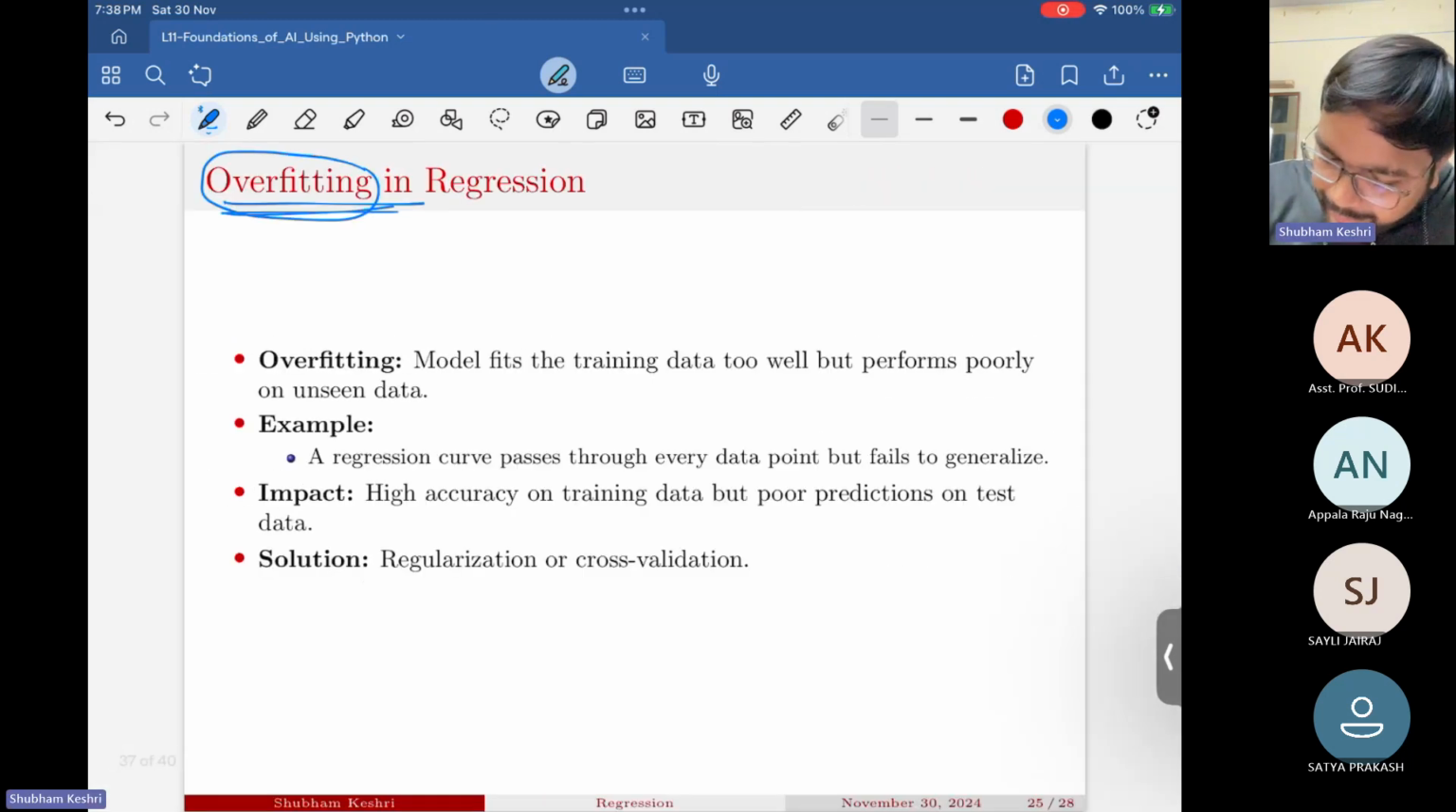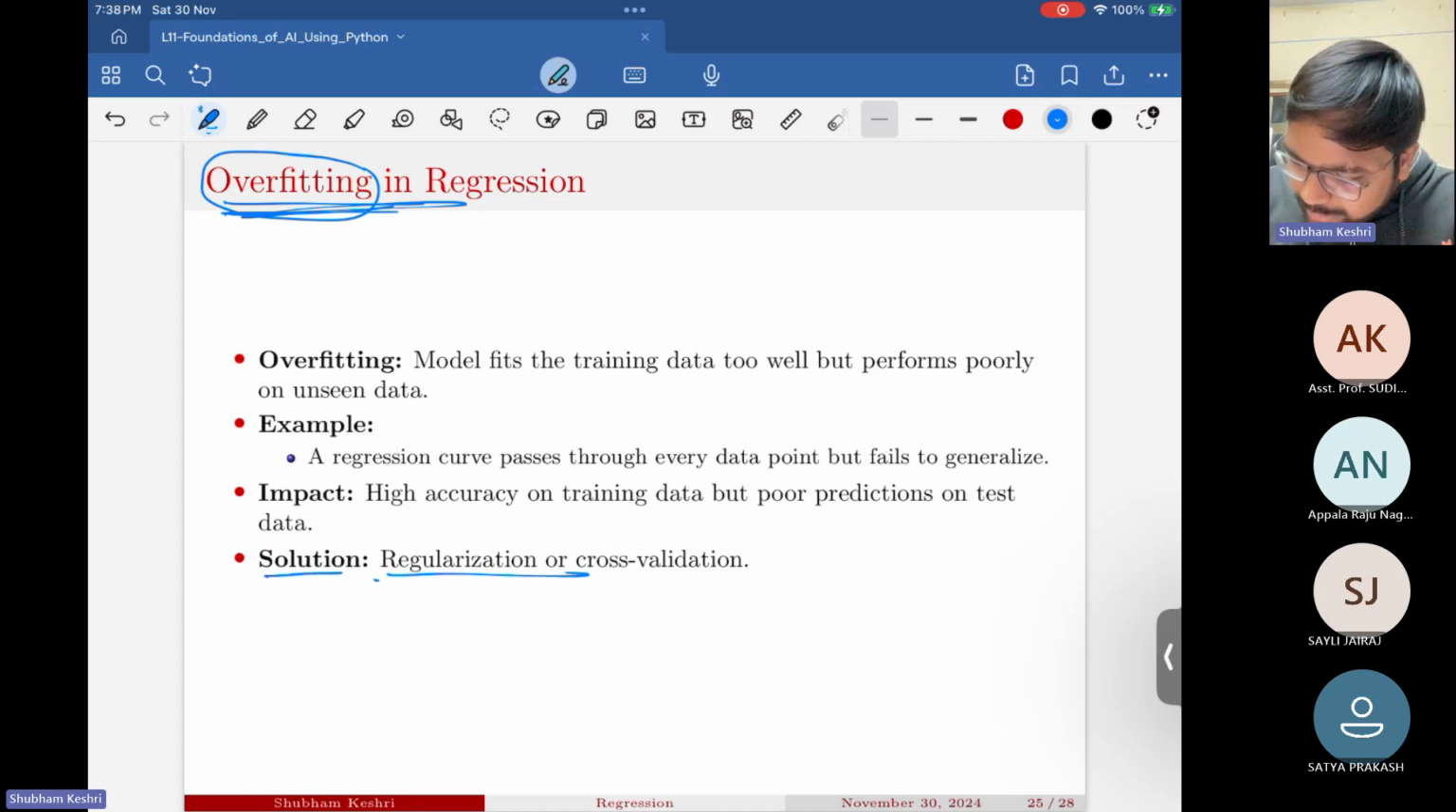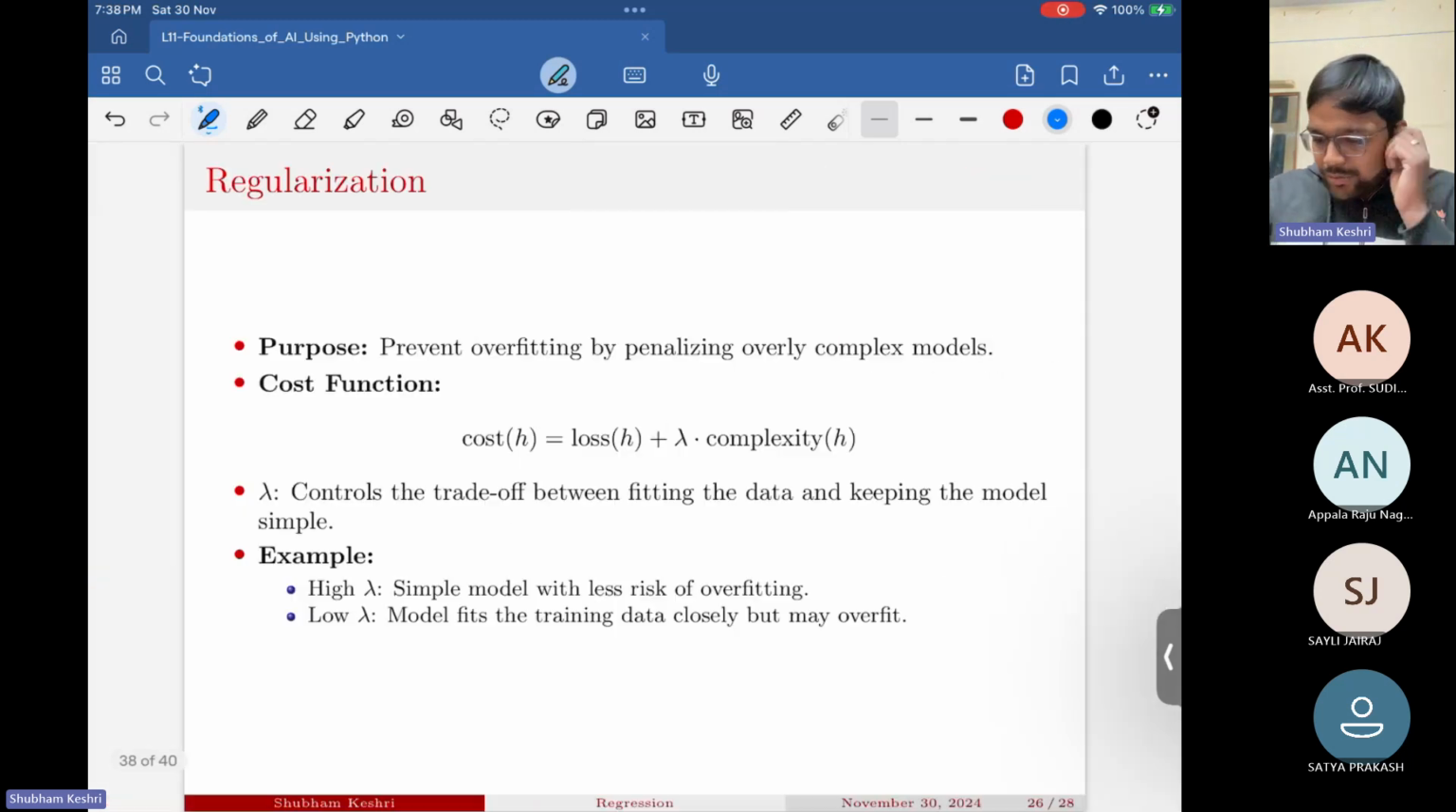Okay, so overfitting is done. Now how will we solve this? We can either do regularization or cross validation. I have talked about regularization. When you are talking about the loss function, you take into account the complexity of the problem. That is known as regularization.